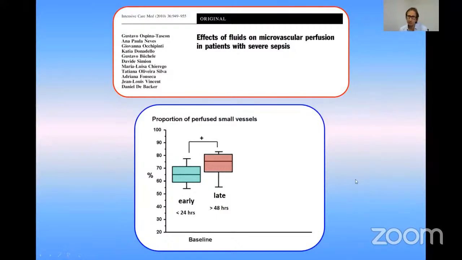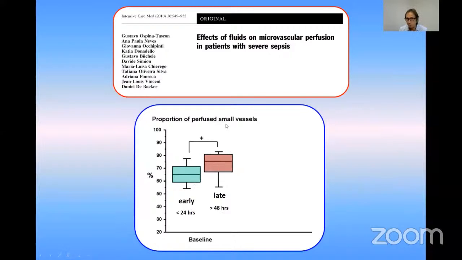In this study, the authors looked at two categories of patients. Patients studied at the early phase of their septic disease, meaning in the first 24 hours. This is the early assessment of microcirculation, and they look at the proportion of perfused small vessels of the sublingual territory using the same technology. And also they looked at patients studied only at the late phase after 48 hours.